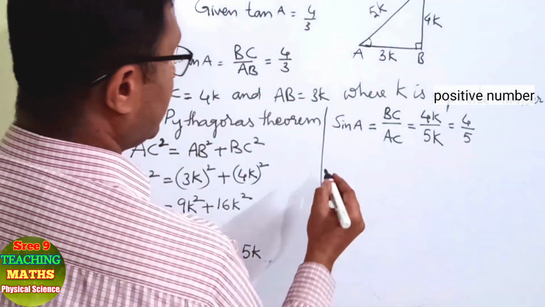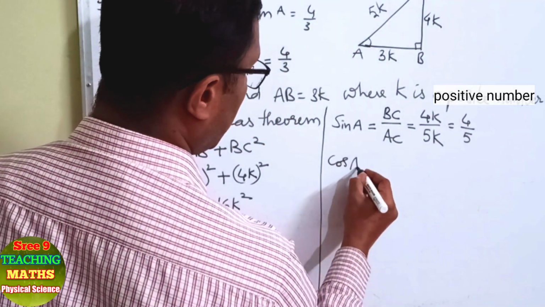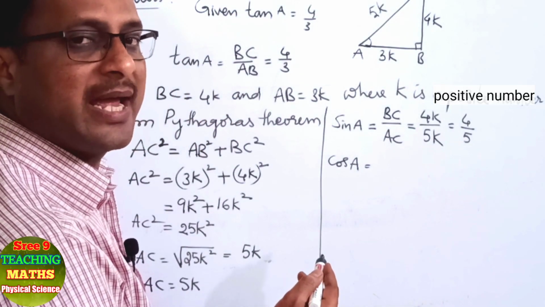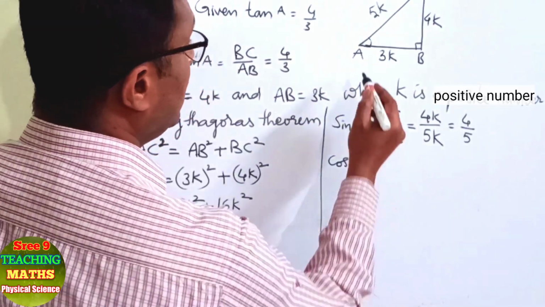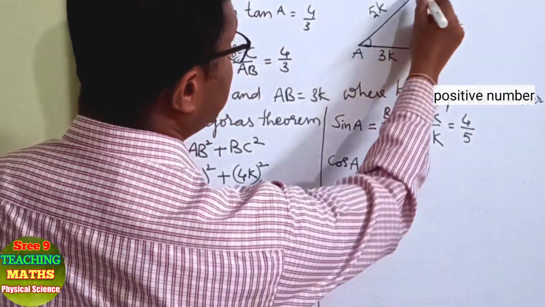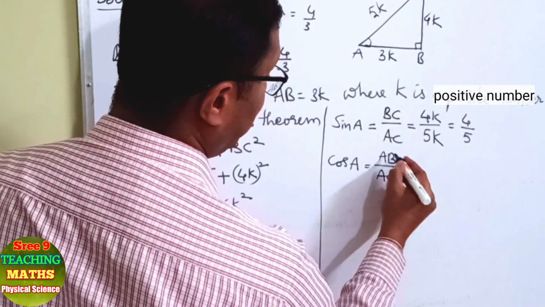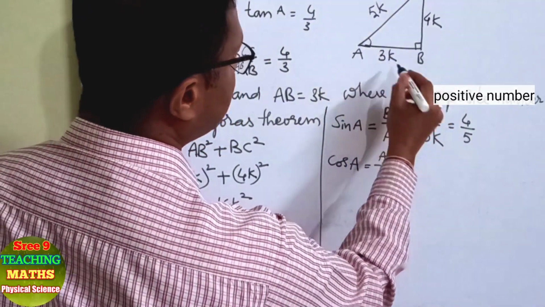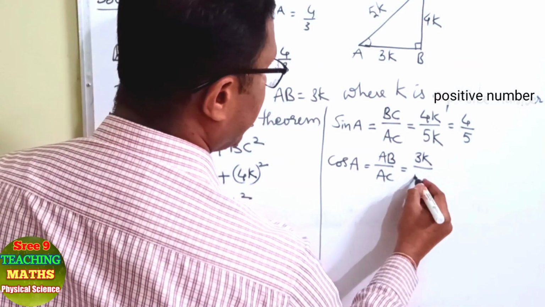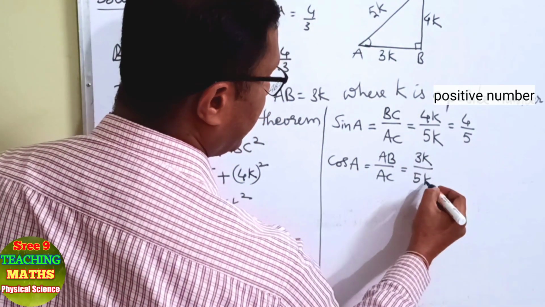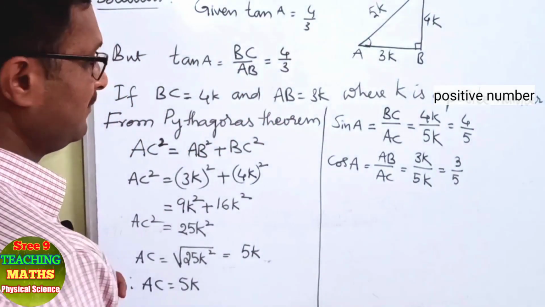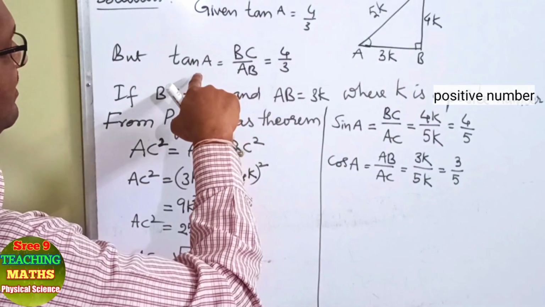Okay, right. Next coming to cos. So cos A is equal to what? Cos trigonometric ratio is adjacent side by hypotenuse. What is adjacent? AB by hypotenuse AC. So AB by AC, AB value is 3K, AC value is 5K, right? So K and K get cancelled, hence the value is 3 by 5. Easy. Now sine, cos, tan are there.